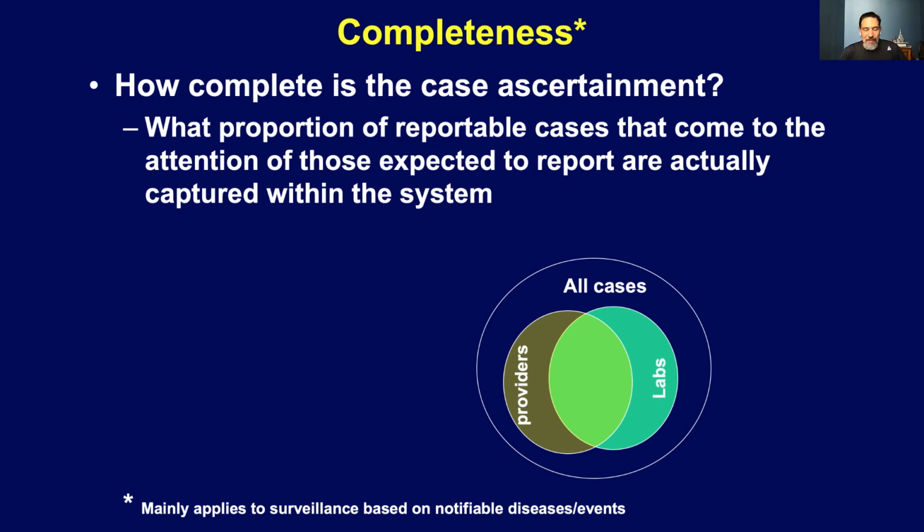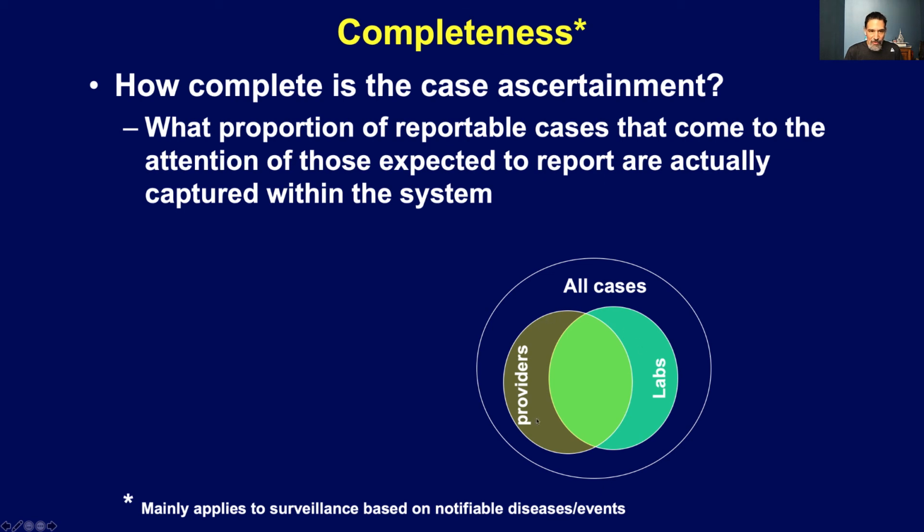So we talked about sensitivity, and it does relate to completeness. This attribute of completeness. So how complete is the case ascertainment? What proportion of reportable cases that come to the attention of those that are expected to report it are actually captured within the system? So I just sort of represent this schematically. If the large circle is all the cases that are occurring out in the population that are under surveillance or intended to be captured by the surveillance system, what proportion are actually reported?